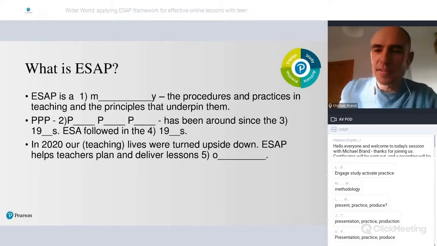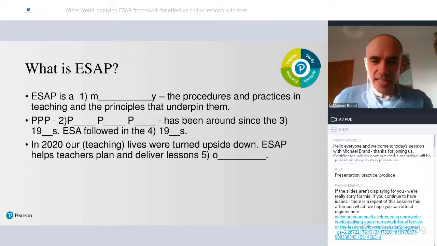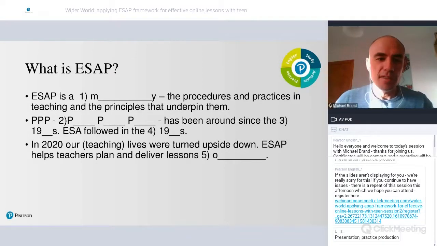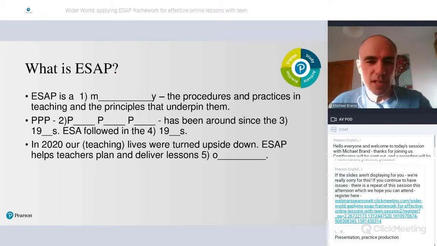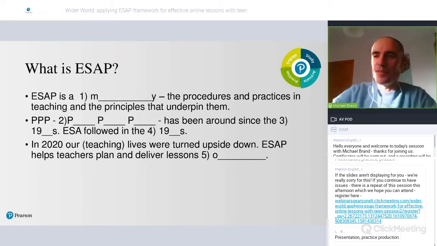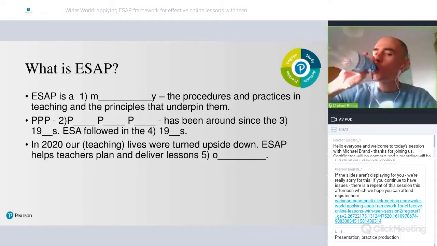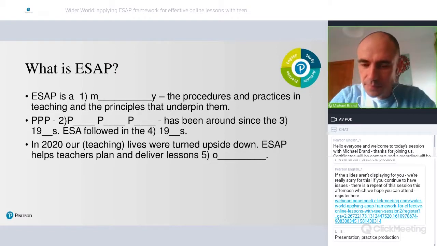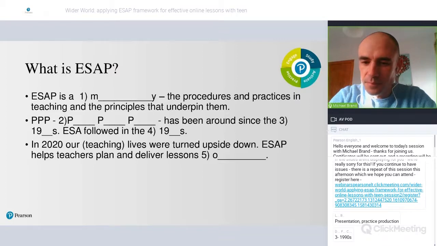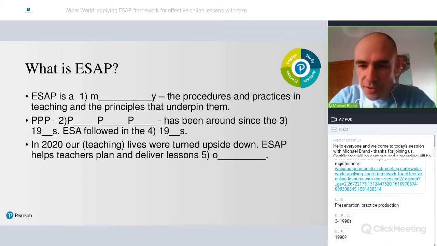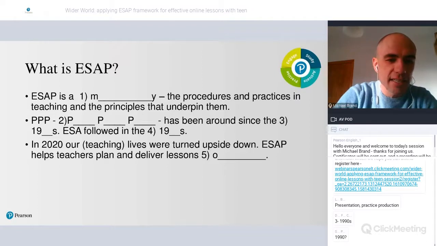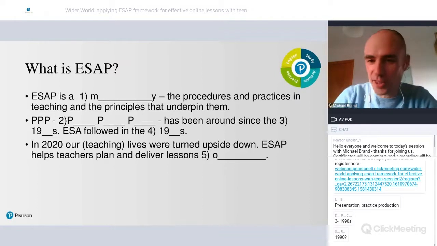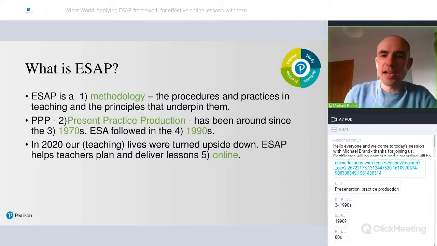And now we just need a couple of dates really, or decades actually. We just need the decades, which is questions 3 and 4. So PPP's been around since the 19... ESA followed in the 19... See if you can have a guess on the decades. Yeah, Dolores says 1990s. So actually, that's number 4. So I'm going to reveal the answers here.